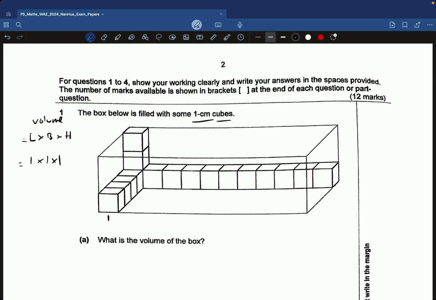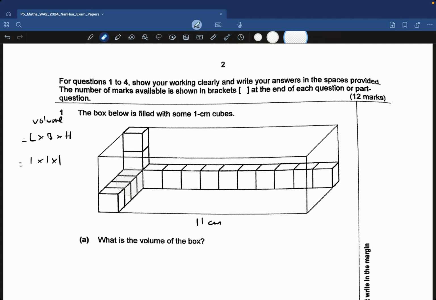We know that this is 1, and the length is 1 as well. So we can just literally count everything as 1. First thing is we need to know what the length is. So we just need to count how much the length is. We have 1, 2, 3, 4, 5, 6, 7, 8, 9, 10, and 11. So the length here is 11 centimeters.